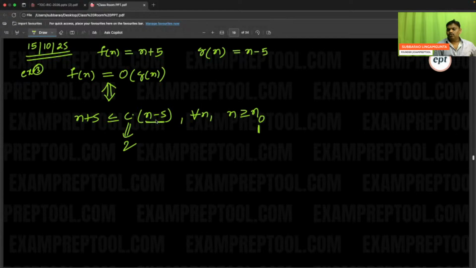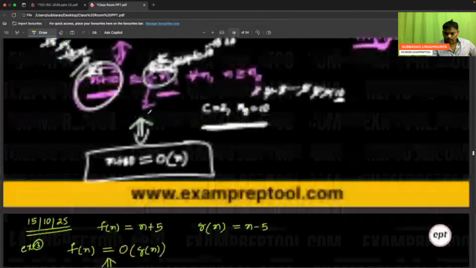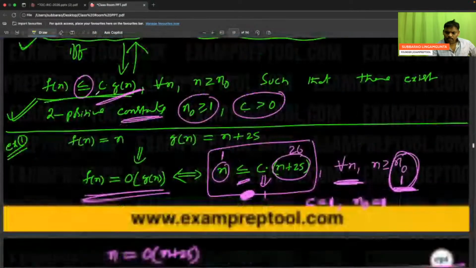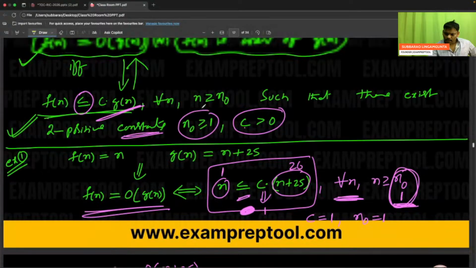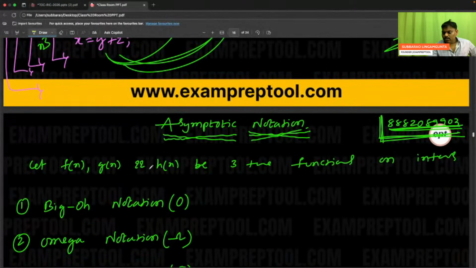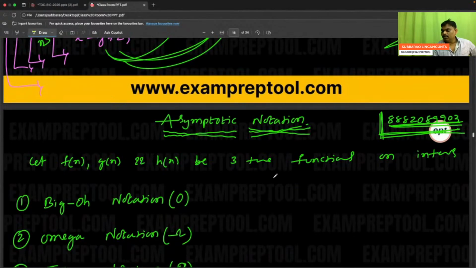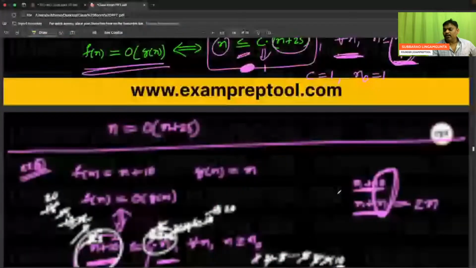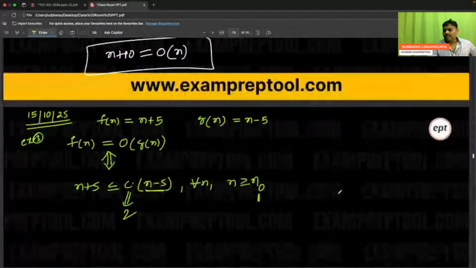1 minus 5 will become minus 4, it will become negative. But if you observe the definition of big O notation carefully, f of n, g of n, and h of n are three positive functions. Remember, they are positive functions, meaning you don't want to see negative. Positive function means either 0 or more, greater than or equal to 0. Any function whose value is greater than or equal to 0 is known as a positive function.